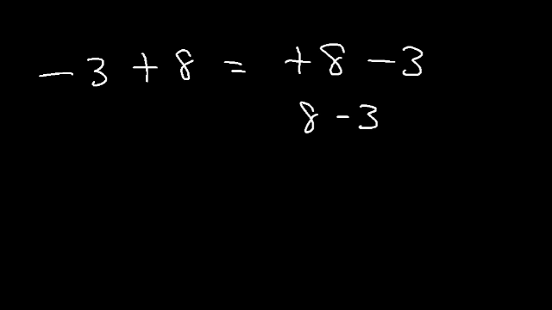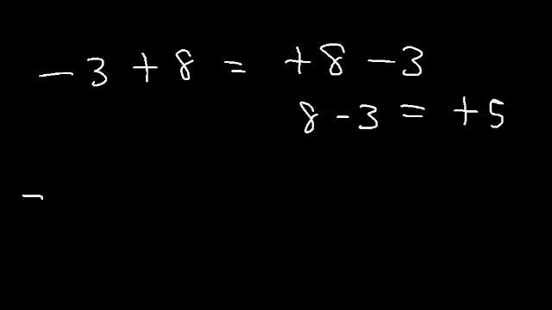So keep that in mind. You can always reverse the order. If you have negative 3 plus 8, you can switch it. The 8 is positive, the 3 is negative. So this is the same as positive 8 minus 3, which is just 8 minus 3. And that's equal to 5.